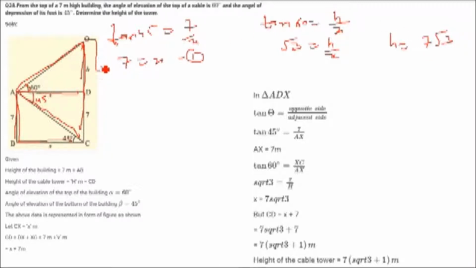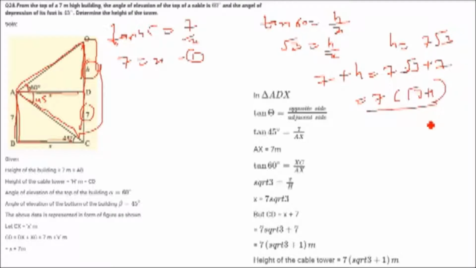But this is h and this is 7. So we have to find whole of the height. So we have to add this to 7. So h will be 7 root 3, means h plus 7 you have to do. So 7 root 3 plus 7. So take 7 as common. Root 3 plus 1. So h is 7 into root 3 plus 1. This is your height of the cable tower. This is your answer.